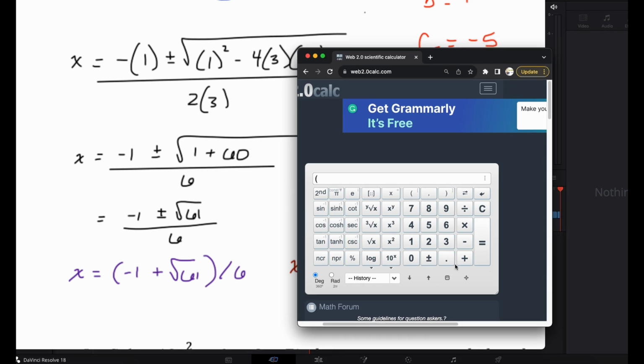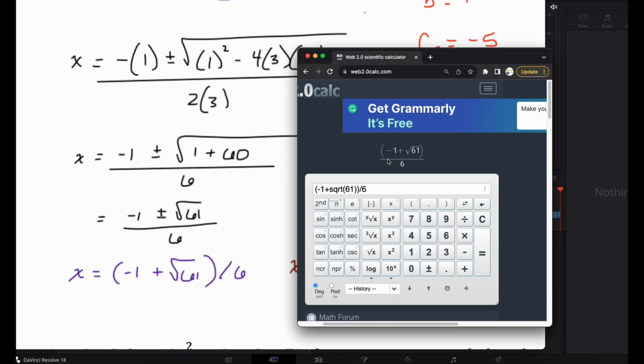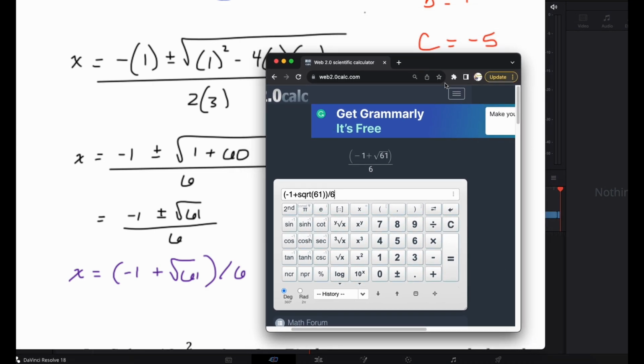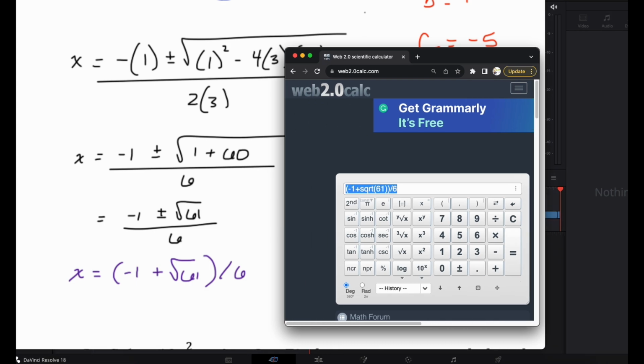So parentheses, we've got negative 1 plus the square root of 61 divided by 6. Okay, and I get a preview here. I'm using the Web 2.0 scientific calculator, but you guys use your calculators. You don't need to use the online one. That looks good. Equals. Check your connection. Yeah, so let's reload this.